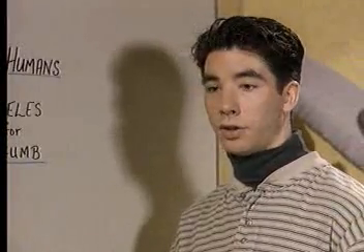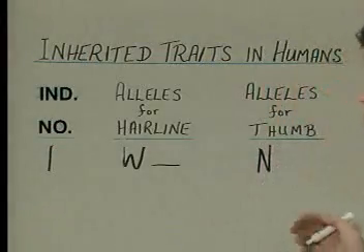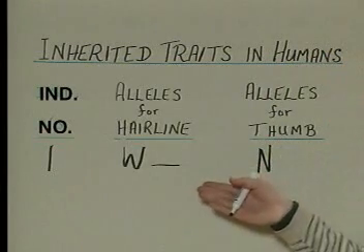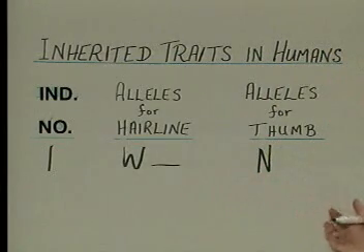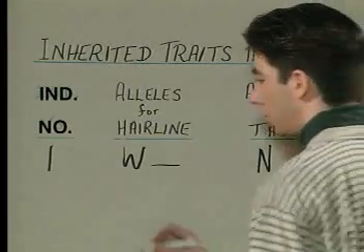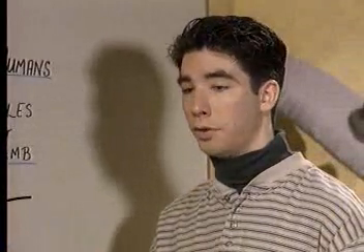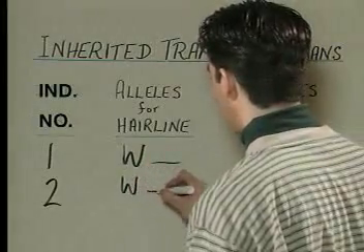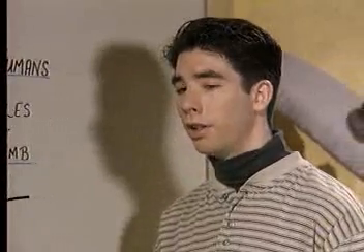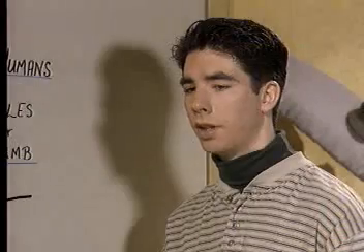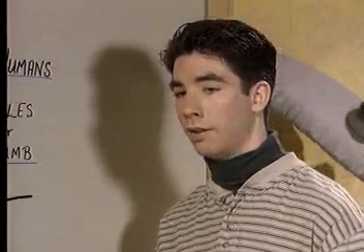Individual number 1 also has a normal thumb, which is dominant, so we can show that with a capital N. The same rules apply as for the hairline, so we'll just leave it as a single dominant for right now. Individual number 2 also has a widow's peak. Capital W because it's dominant. Right. But individual number 2 has a hitchhiker's thumb. Now we know that a hitchhiker's thumb is homozygous recessive, so we can show that with two small n's.